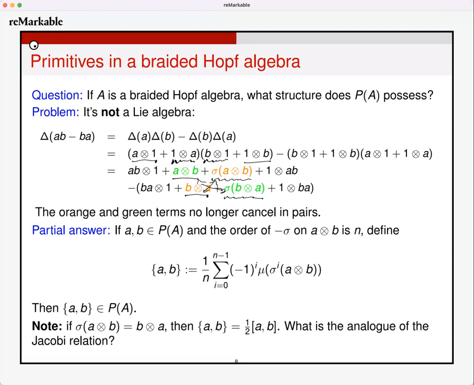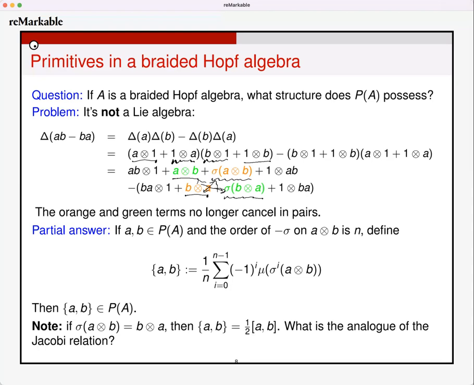You can ask, what is it? And I don't know. But this is about a partial answer to what it is. If you just keep adding twists and twists of A tensor B, under the assumption that eventually you get back to the identity by twisting, or maybe with sign, if it has finite order, you can add up the twists, multiply them together with signs, and divide by n just to make some consistency. Then you can check that this operation, by the same argument, is a primitive once again. And it's a version of the Lie bracket, because if sigma of A tensor B is B tensor A, then the order of minus sigma is 2, and I'm really just getting the bracket of A with B, or half of the bracket of A with B. So this is some kind of generalization of the Lie bracket.